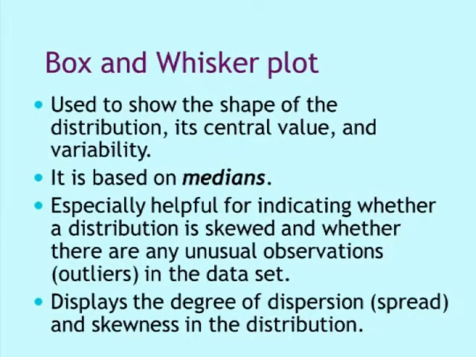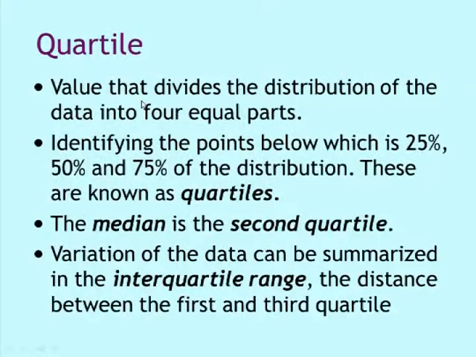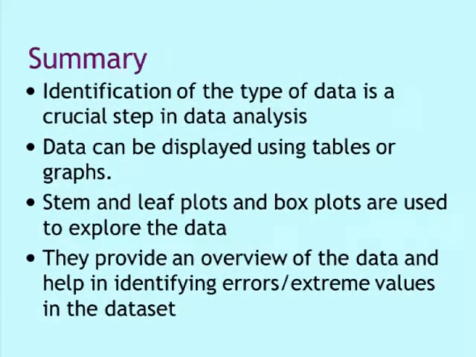What I talked about outliers, you can see here, these circles which are outside the range of your whiskers are what we call outliers. So these are the outliers which can be easily identified using a box and whisker plot.